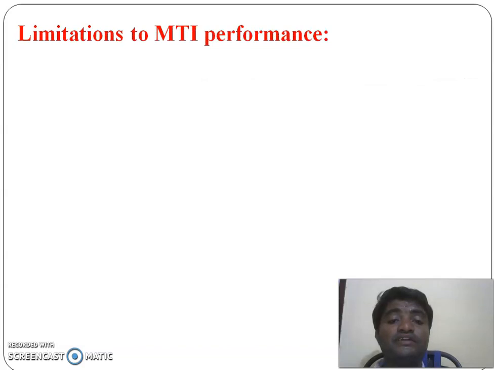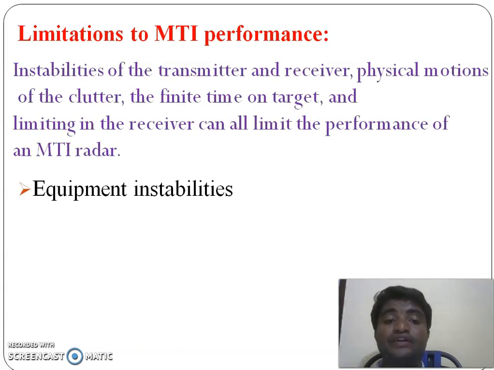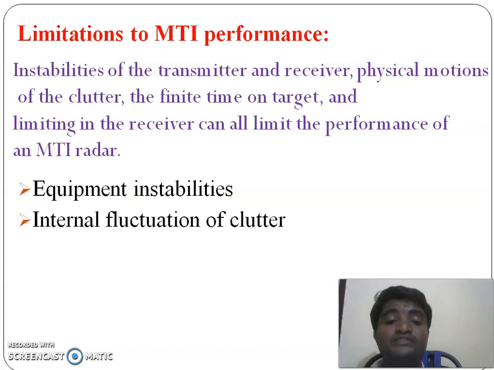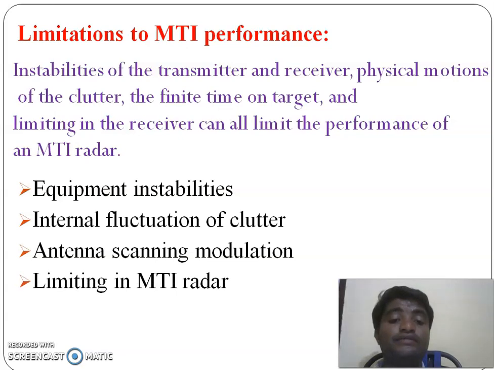And the next concept is that there are limitations to the MTI radar, because equipment instabilities, variations in the clutter, and finite time on the target all will limit the performance of the MTI radar. The MTI radar performance will be reduced due to equipment instabilities, internal fluctuation of clutter, antenna scanning modulation, and finite time on target.